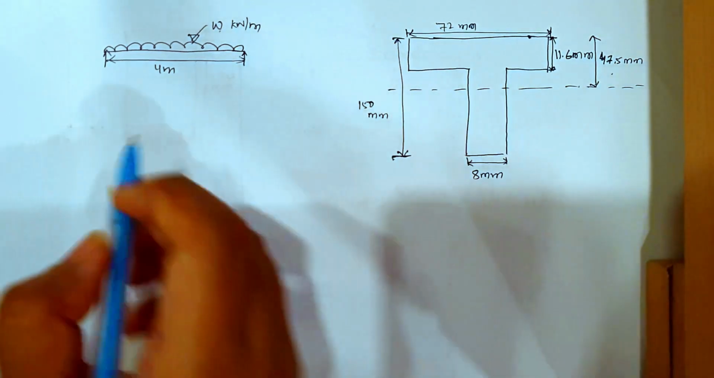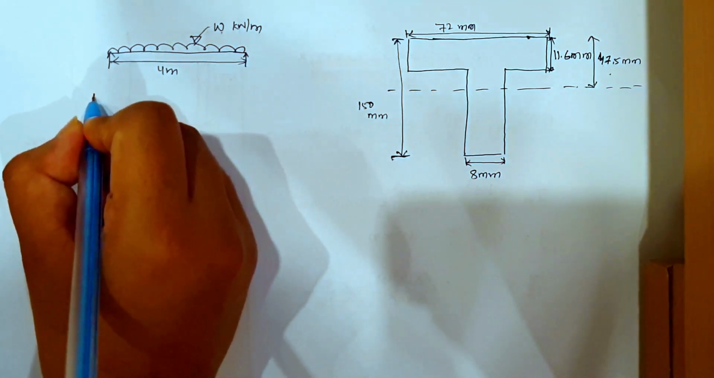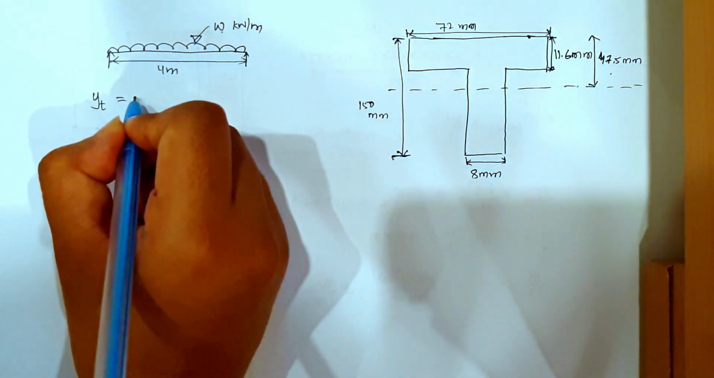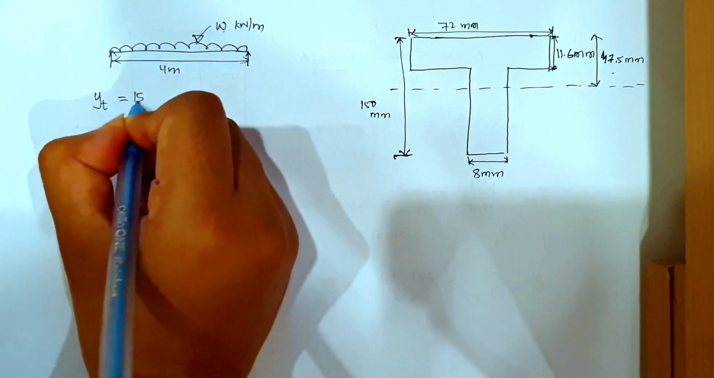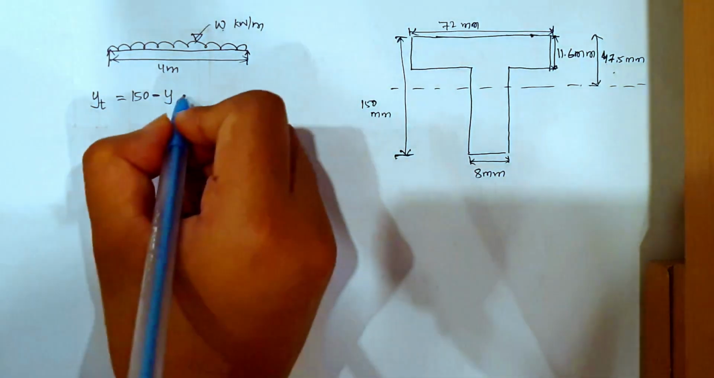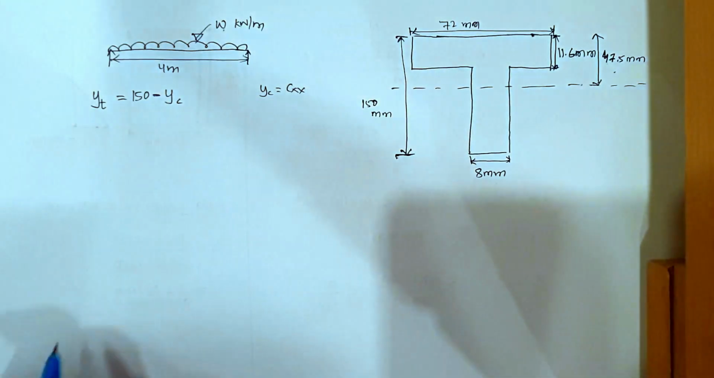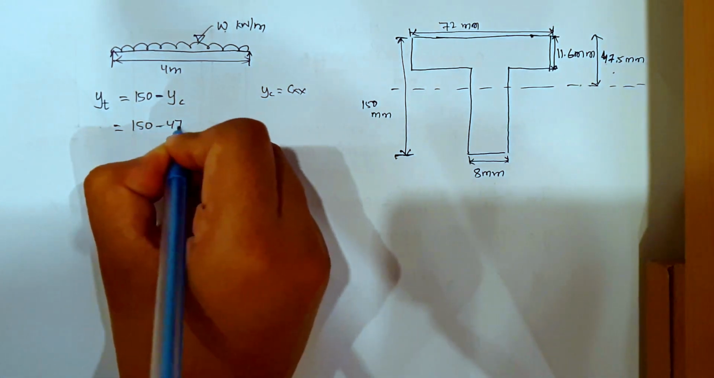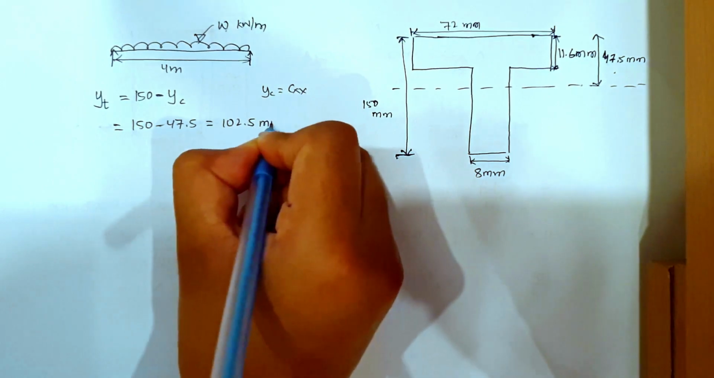It is given. Now from here I can find yt, right? Yt will be equal to the total depth of the T section, 150, minus yc. So this yc here is given as cxx. Okay, so 150 minus 47.5 will give you 102.5 mm.